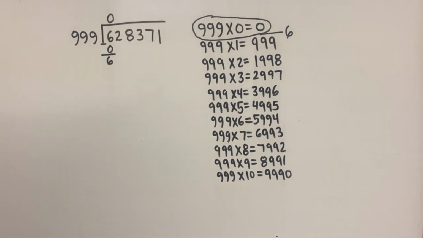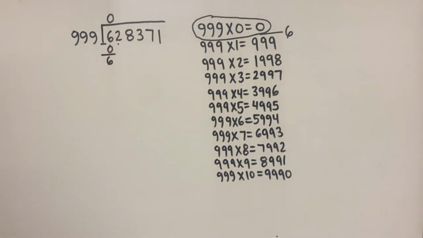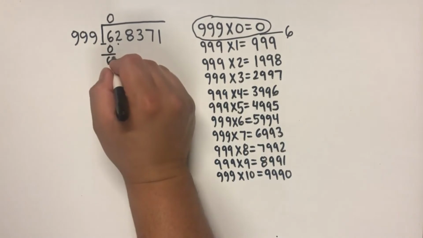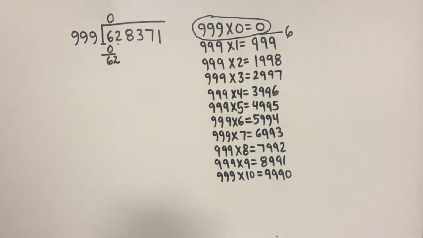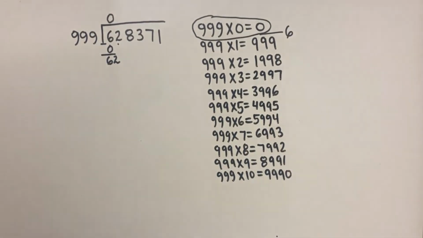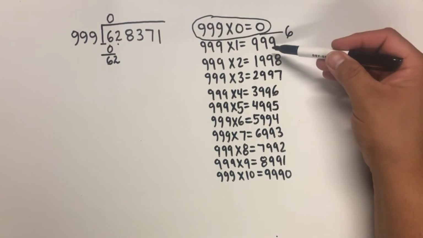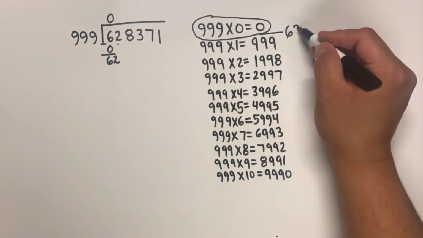Nothing changes. And the next thing I'm going to do, I look at the number inside the division house, which is the number 2, and I bring it down. So I now have the number 62. And I'm going to squeeze the number 62 in between two numbers in the multiplication table. I can see that once again the number 62 is in between the number 0 and 999. So the number 62 is there.